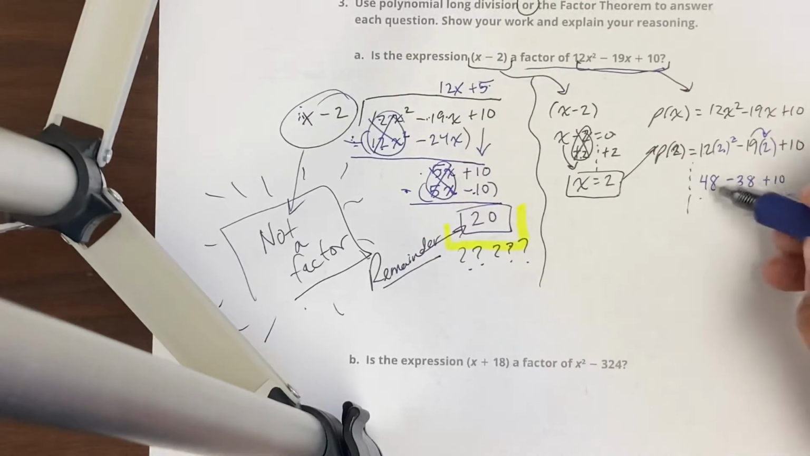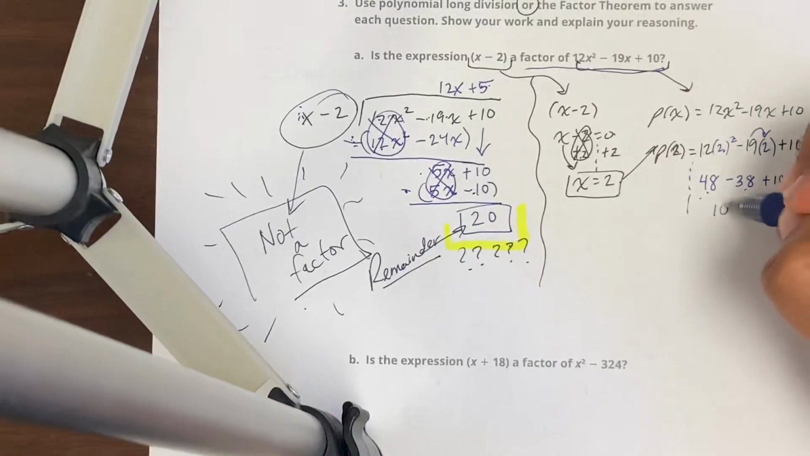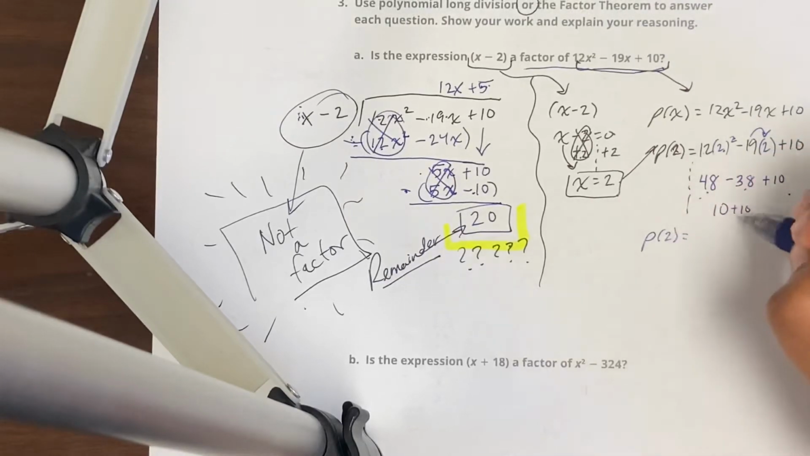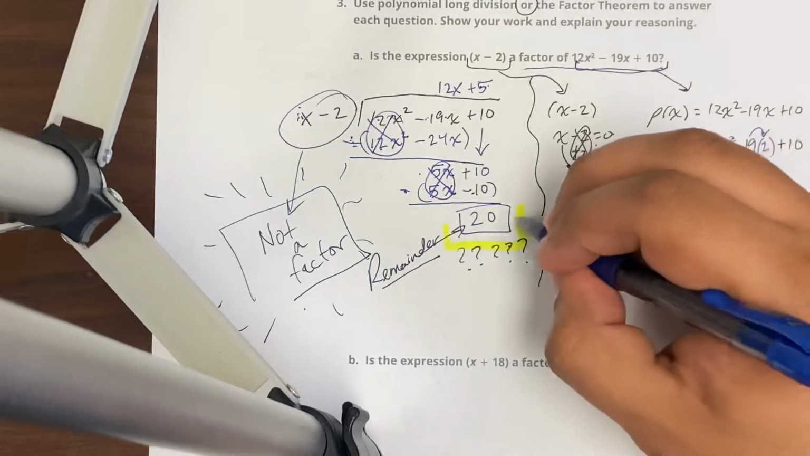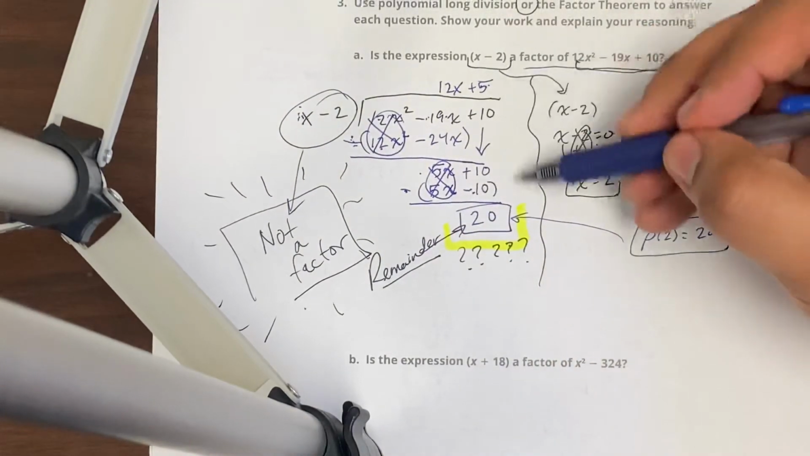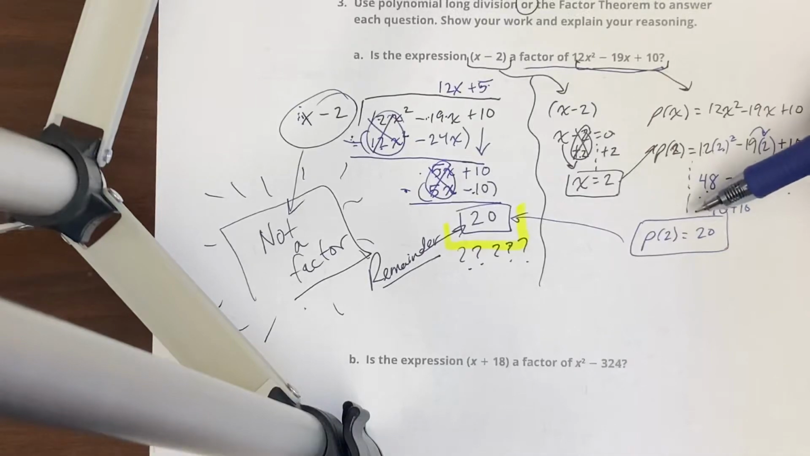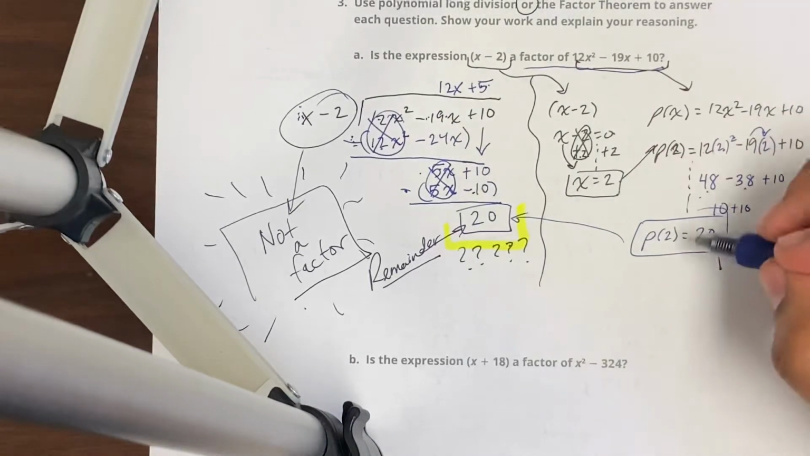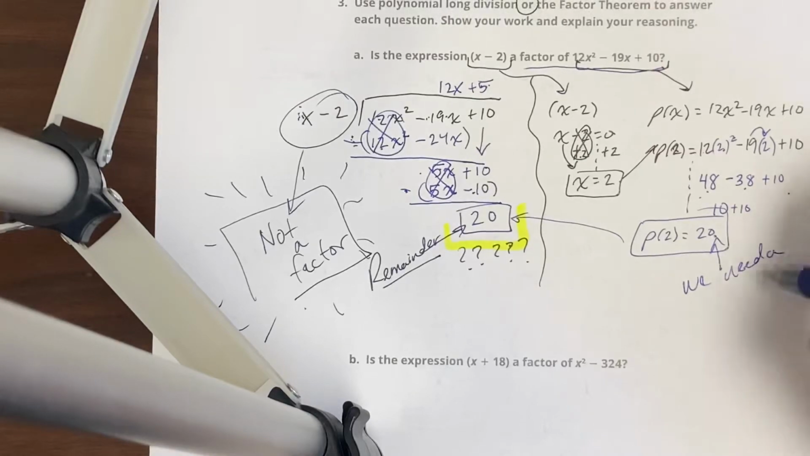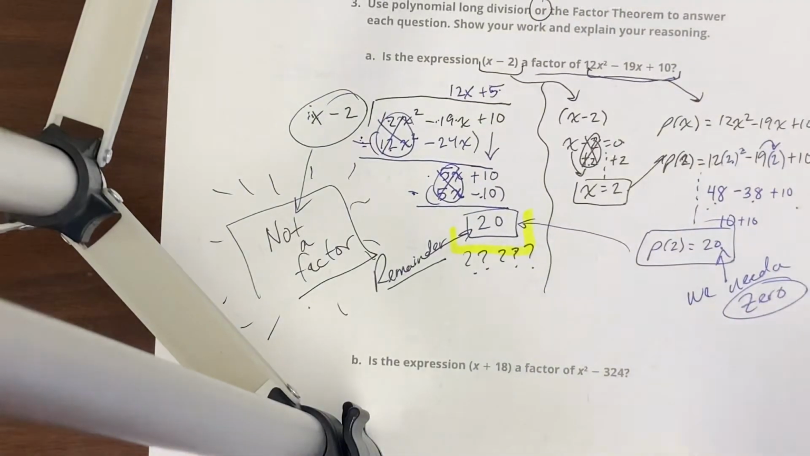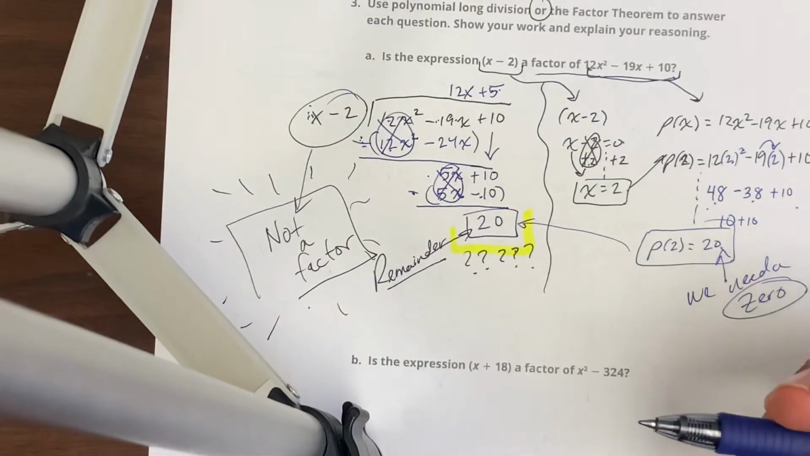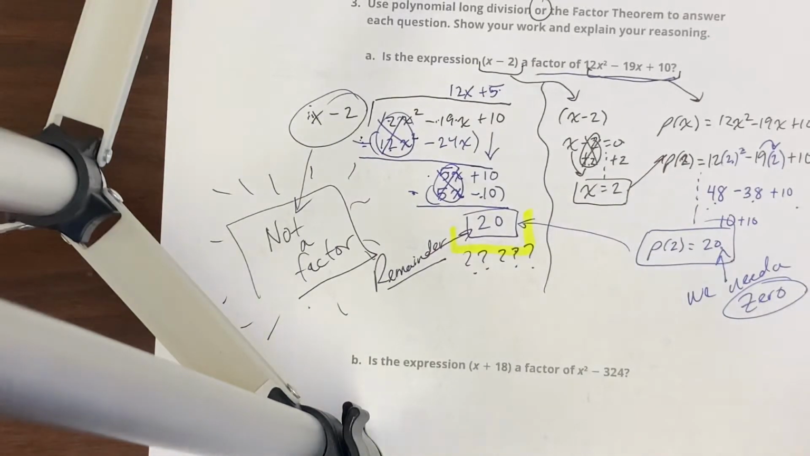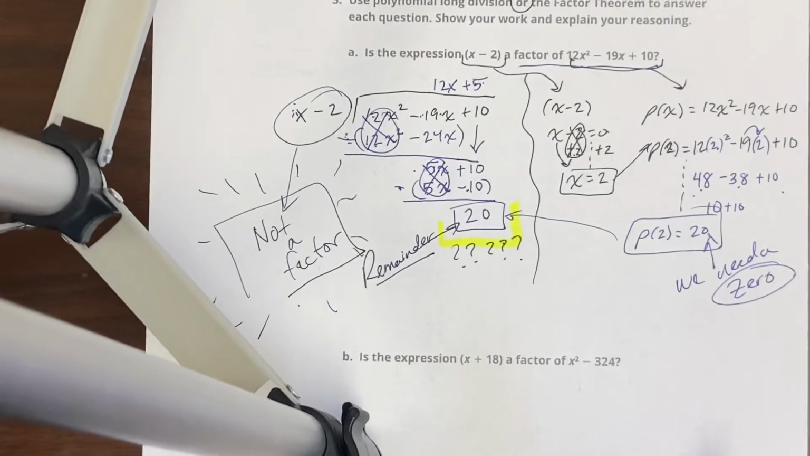Reading from left to right. 48 minus 38 is 10. Bring down the plus 10 again. And as we can see, 10 plus 10 is 20, which is what we got right here. So we did do long division correctly. We are seeing that factor form is 20. We cannot have that. We need a 0 because it's called a 0 for a reason. So because this is happening, we are going to talk about in the next video specifically what do we do with remainders. Okay, try letter B on your own. Pause it so you can try it out.